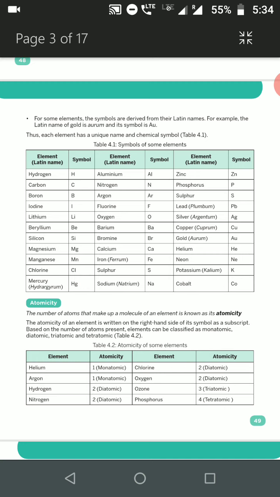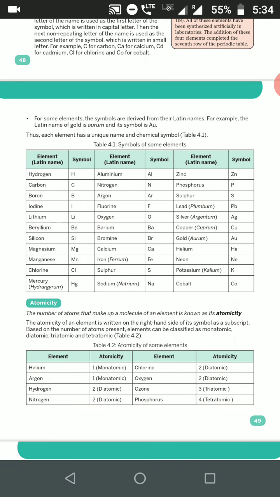The atomicity of the element is written on the right hand side of the symbol as a subscript, based on the number of atoms present. Elements can be classified as monoatomic, diatomic, triatomic and tetraatomic. See, a table is given. Helium comes under monoatomic, so atomicity is 1. Monoatomic means 1 atom. Chlorine is diatomic, meaning atomicity 2, 2 atoms. Okay, this table you have to learn, elements with their atomicity.